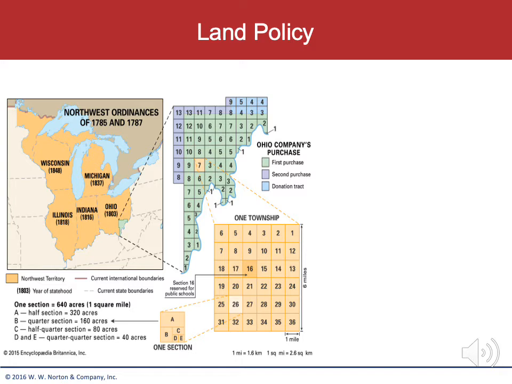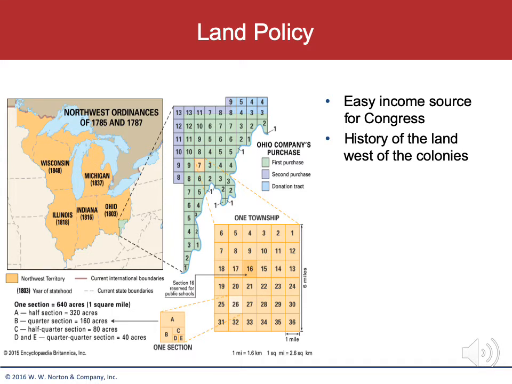So the land policy really is the only thing that goes well for the Continental Congress. Virtually all other areas they really were terrible at. And so the easy source of income for the Congress was just simply to advertise affordable land sales out west, and that was going to do great, right? So there was already a demand.